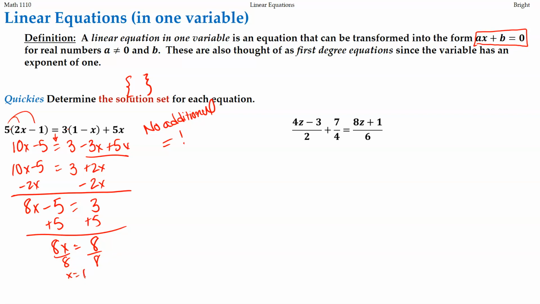Now this is normally where you would stop, but again we want to determine the solution set, so all I'm going to do to conclude is write a little statement saying the solution set for x, whatever our variable is, in this case x, is, and then I'm going to put my answer in these brackets.